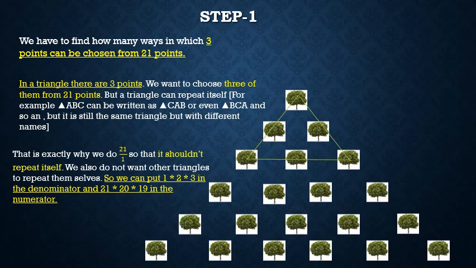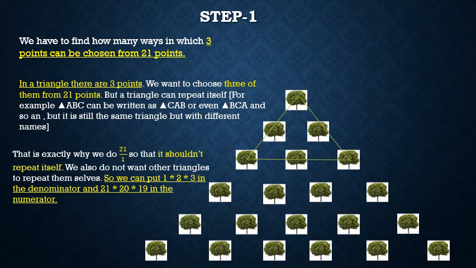Step 1, we have to find how many ways in which 3 points can be chosen from 21 points. A triangle has 3 points. Look at the example. Let us name that triangle as ABC. But we can also write it as CAB or even BCA. But we are still referring to the same triangle. We do not want the triangle to repeat. So that is exactly why we do 21 by 1.